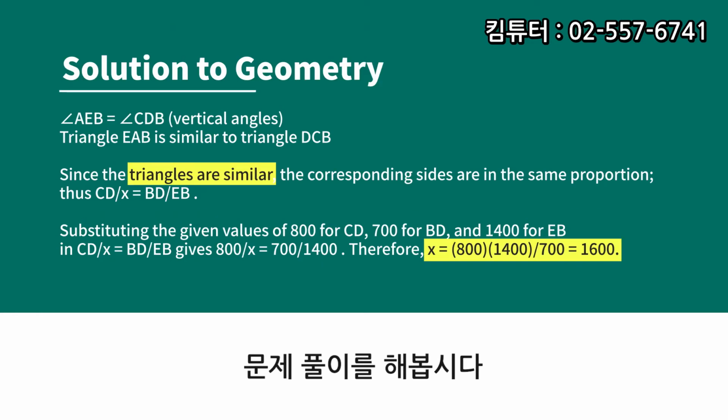So next, let's take a look at the solutions. Knowing that angle AEB and angle CDB are vertical angles, and therefore they're equal, triangle EAB is similar to triangle DCB, and since the triangles are similar, their corresponding sides are in the same proportion. Therefore, we can see that CD over x equals BD over EB. Substituting the given values of 800, 700, 1,400 gives us 800 over x equals 700 over 1,400. Therefore, if we solve this equation by cross multiplication, we find x equals 1,600.